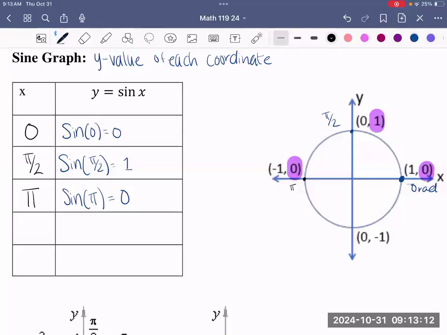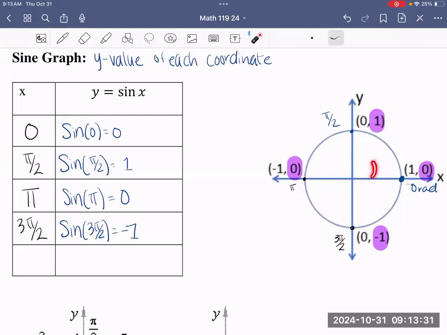Now we're going to keep traveling around. This time now we're at 3 pi/2. So at 3 pi/2, sine of 3 pi/2, well, what is your y coordinate? Your y coordinate here is at -1. And then because we need one full revolution, if we stop here, we haven't completed our unit circle. So we're going to go back to, instead of 0, we're going back to 2 pi.